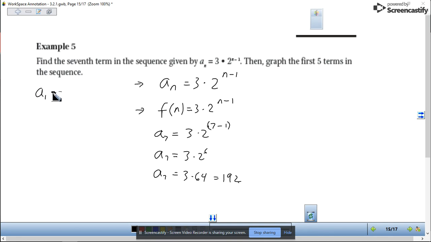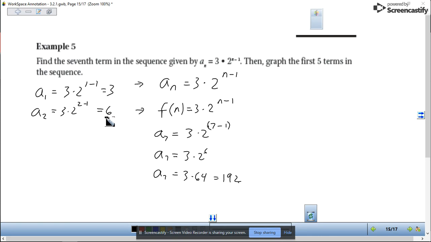So a1 would be 3 times 2 to the 1 minus 1 power. Well, 1 minus 1 is 0, right? So that equals 2 to the 0, which is 1, times 3, which is 3. a2 would be 3 times 2 to the 2 minus 1. So 2 minus 1 is 1. 2 to the first power is 2, times 3, that's 6.